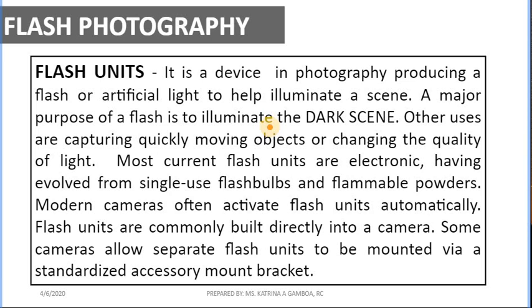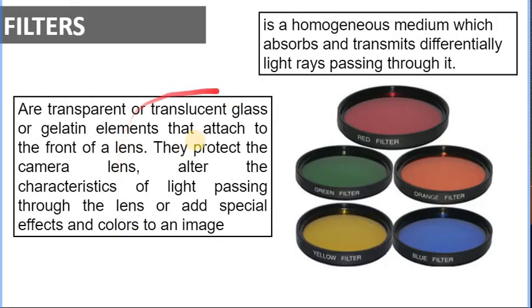Ano nga ang tawag natin sa part ng camera wherein nilalagay natin yung flash? Hot shoe. That is the hot shoe. Okay. So, some cameras allow separate flash units. Yun nga, kailangan lalagay mo dun sa hot shoe, to be mounted via standardized accessory mount bracket.